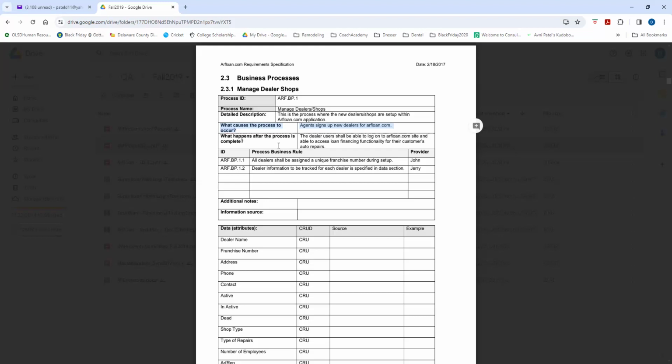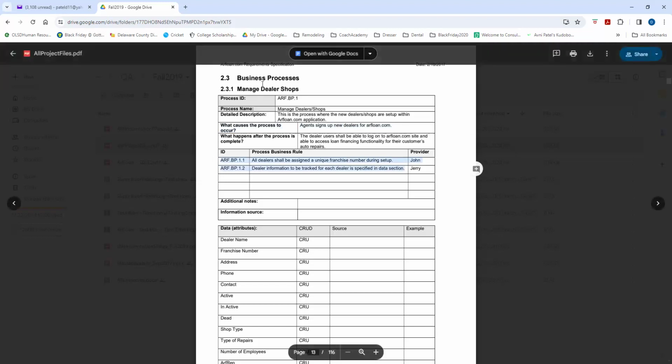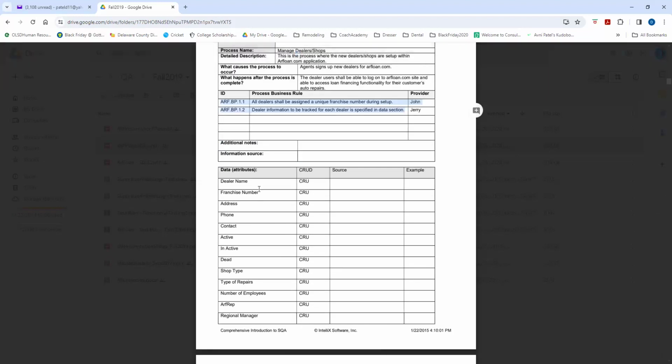Okay. And then what rules is it going to follow? Here are the 2 business rules that occur during the business process. And the next section talks about what kind of data, at a high level, is going to be stored for a dealer in the system. Okay. Any questions on this one as you read through it? No. Sola, Jean, anything from your viewpoint? No. No.